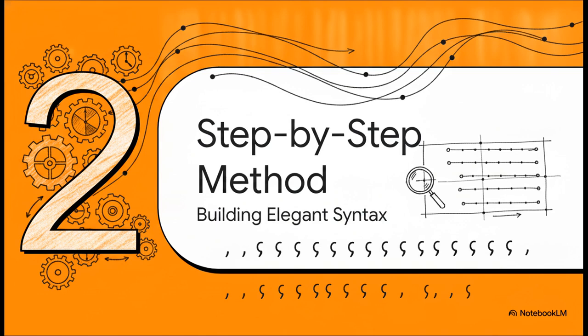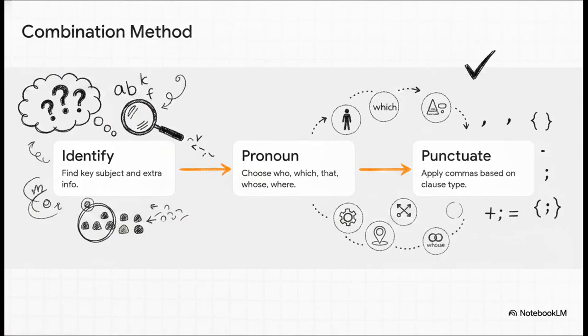Moving right along to Section 2, the step-by-step combination method. Let's look at building elegant sentences. Okay, keep these 3 logical steps in mind because they are the absolute key to unlocking C2 grammatical accuracy. Step 1, look at your raw information and decide what the main subject is and what's just the modifier. Step 2, select your pronoun carefully. Are we talking about a person, an object, a place, or possession? Ask yourself this every single time.